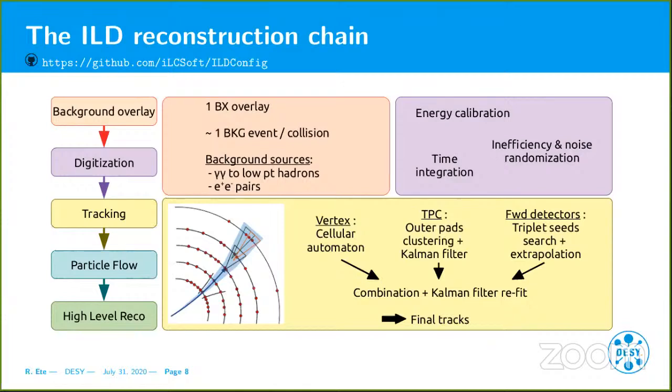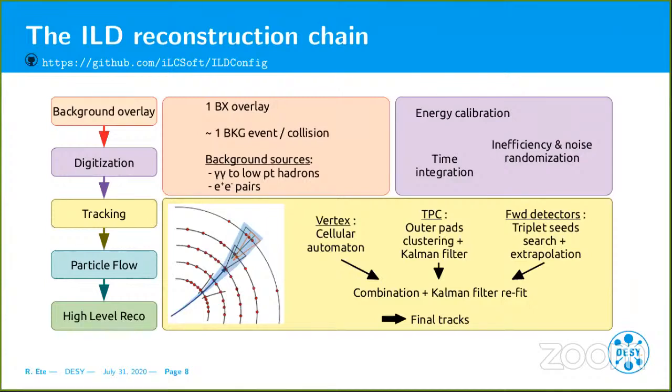This is what we overlay on top of our data before the digitization, which actually does the calibration for every detector, the time integration for the electronics, and sometimes also, depending on the detectors and the implementation of the digitizers, we also emulate some inefficiency and noise randomization. So it's very complete also here.